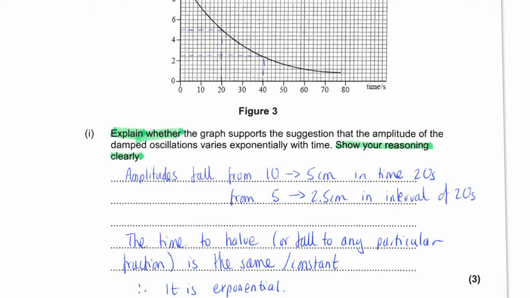I've then repeated the process, looking at the amplitude halving once more from 5 centimetres down to 2.5. And once again, this corresponds to a time interval of 20 seconds. So finally, just stating my argument clearly, the time to half is the same, or is always a constant, and this suggests that this is indeed exponential decay. Note, you don't have to use halving, it could be any factor that you choose.